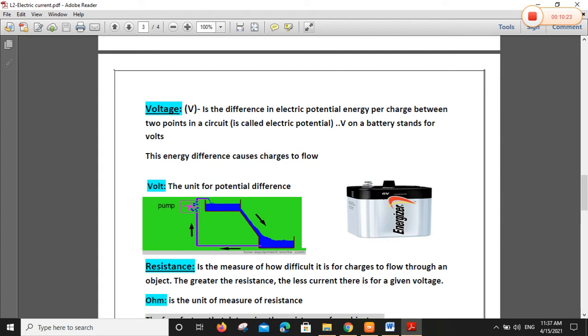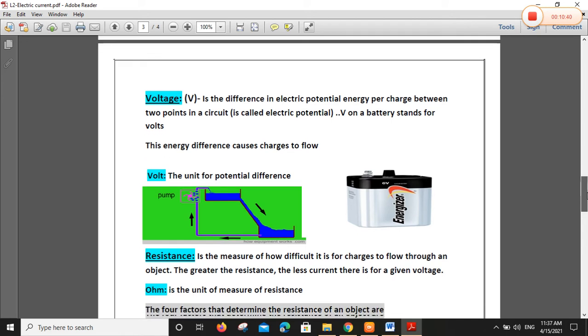Look at this Energizer battery. We have 6V. This means 6 volts. Another battery is 9V, 9 volts. Another battery is 1.5V, 1.5 volts, and so on. Yes, according to the amount of charges inside it.